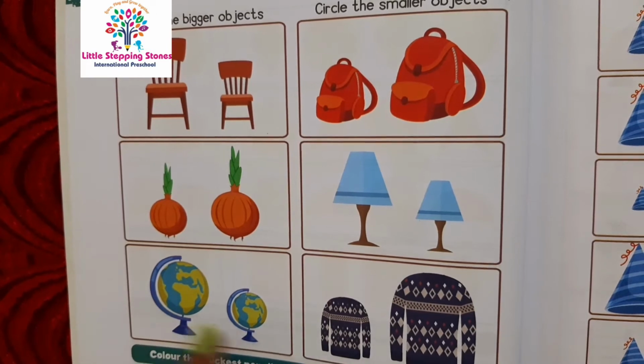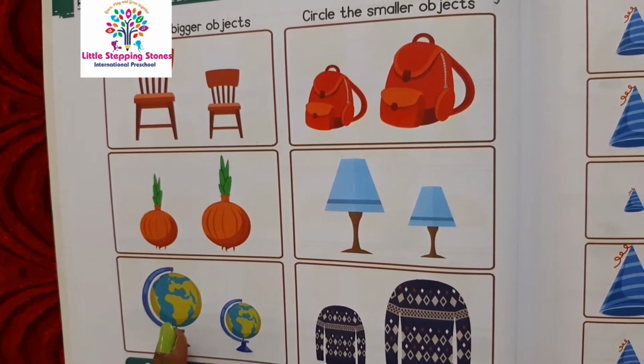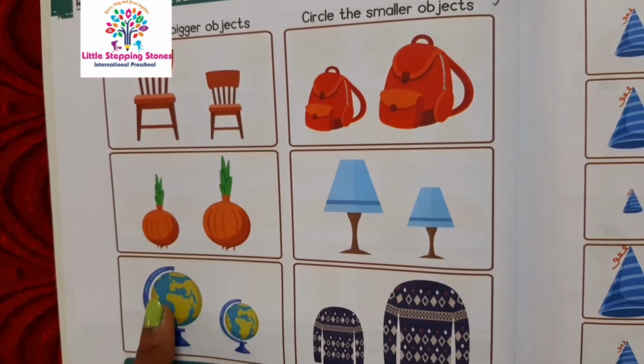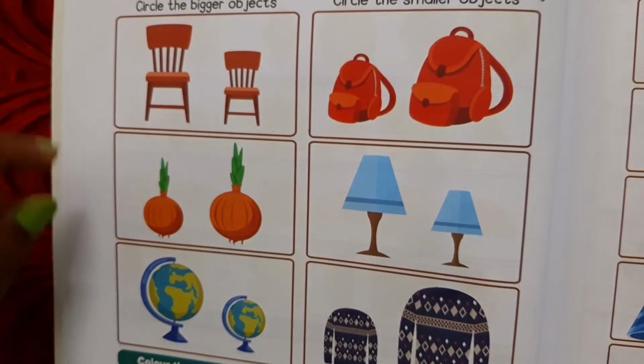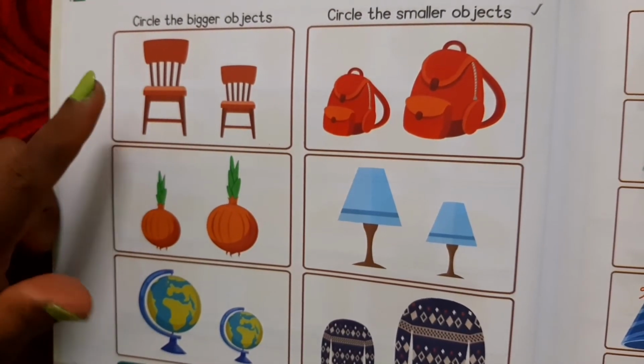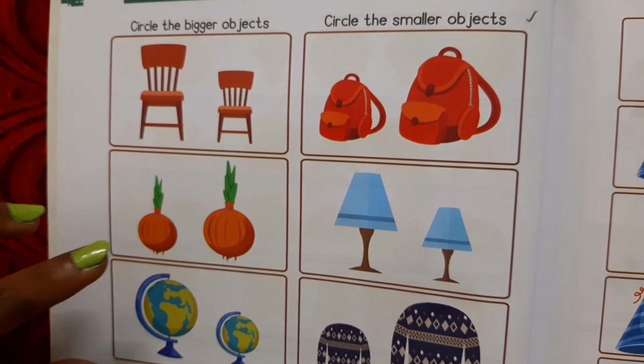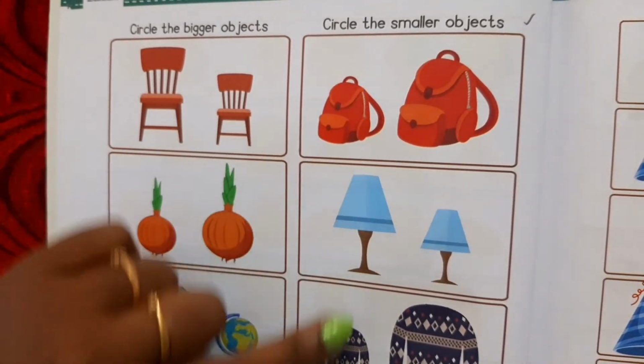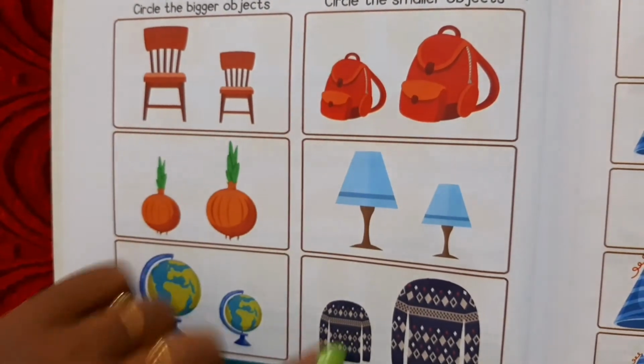There are two globes. Which is the bigger one? This is the bigger one. We have to circle the bigger objects here. The same way, you should circle the smaller objects in this row.